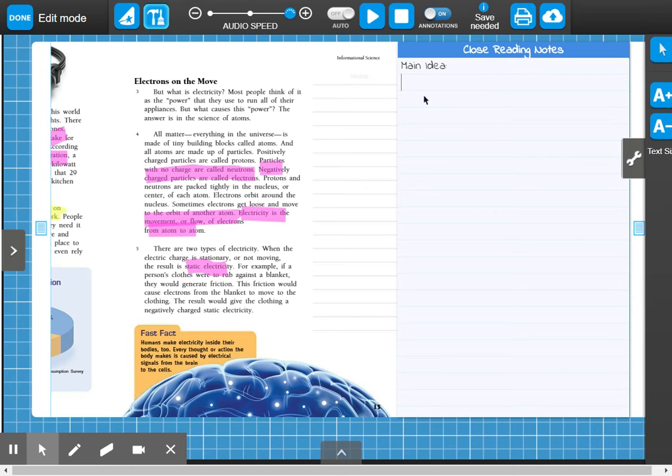And the main idea of this paragraph is electrons, and I took that from my heading, which are negatively powered particles move to create electricity, of which there are two types. Okay, so I really grasped everything that we annotated right there, and I inferred the main idea.